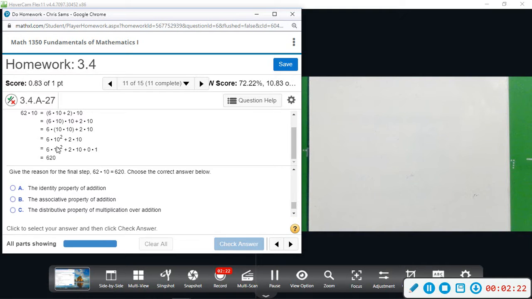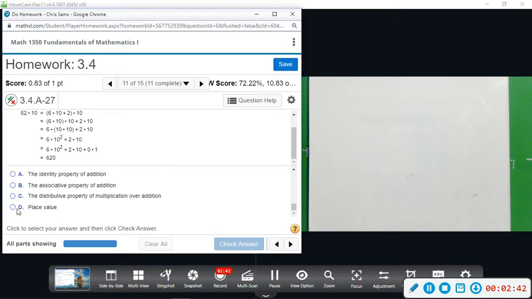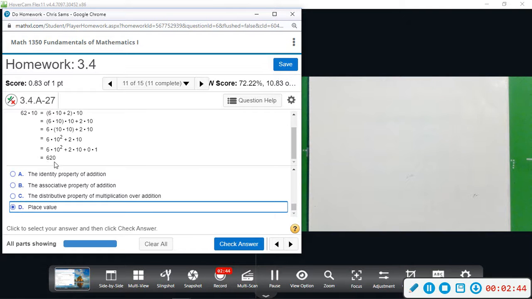Okay, and then from there we actually put the number together. So this is 6 times 100, 2 times 10, and then 1 times 0. So this is not identity. Identity is times 1. This is not associative. We didn't change any grouping. We actually didn't distribute anything from here. So the only option left is place value. So we just put each value in its respective place.